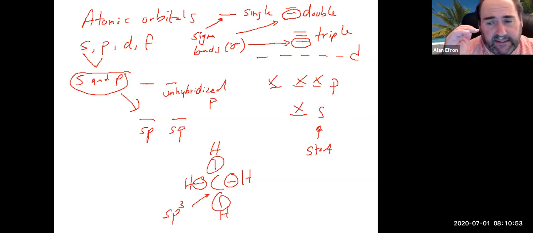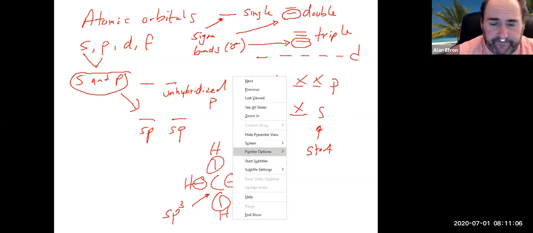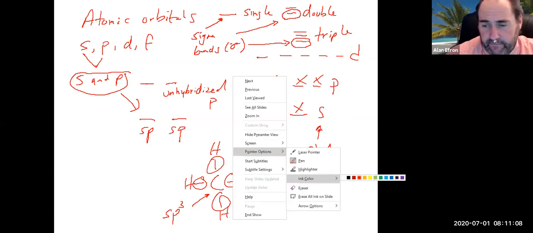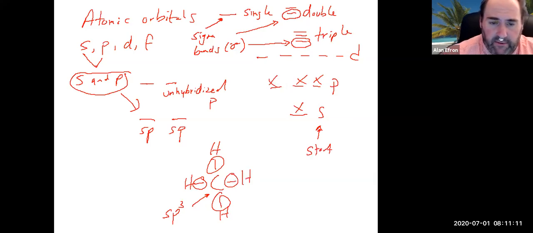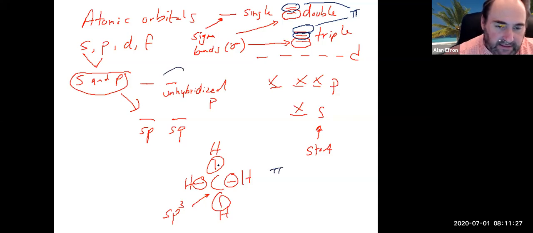Now, the second line, and the third line for our double and triple bonds, those are what are referred to as pi bonds. So let's grab a different color here. This second line here, and the third line as well, are what are known as pi bonds. And pi bonds are really these guys here. These are the unhybridized p orbitals.